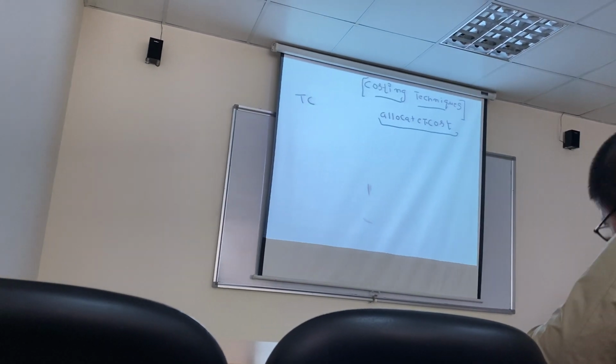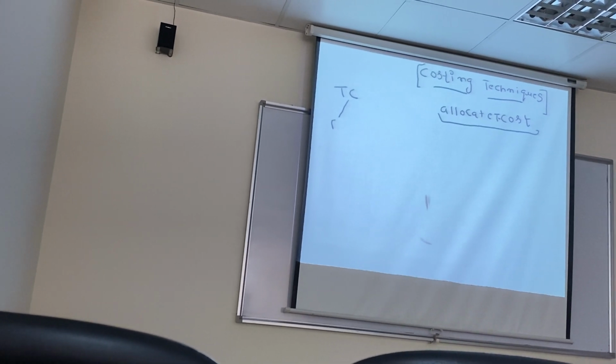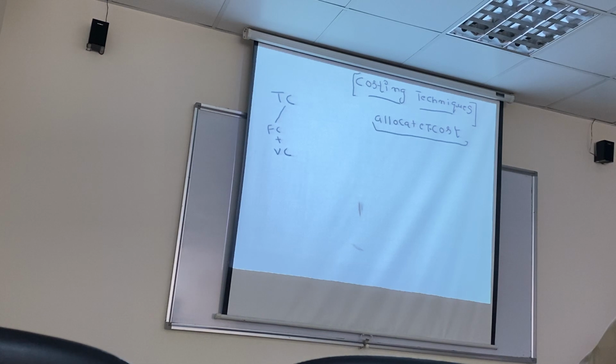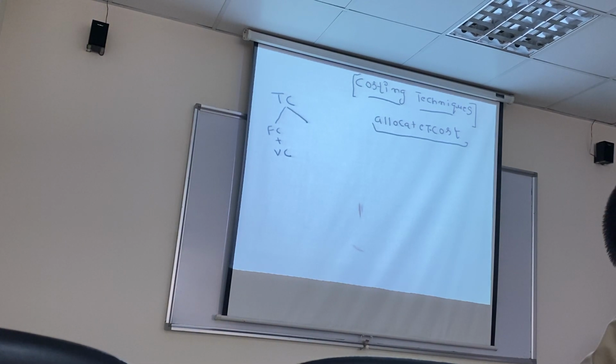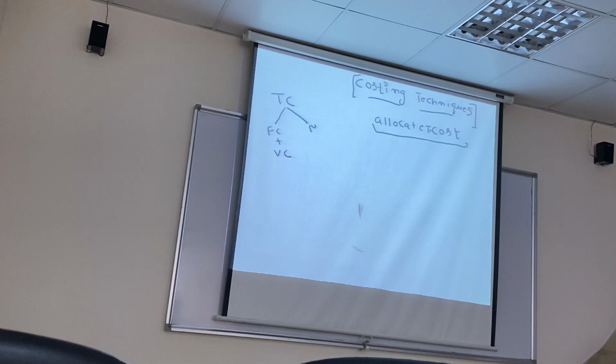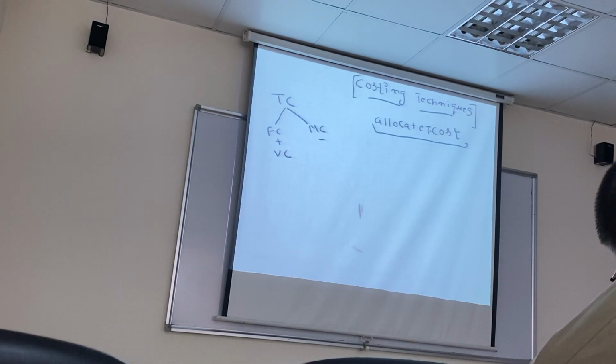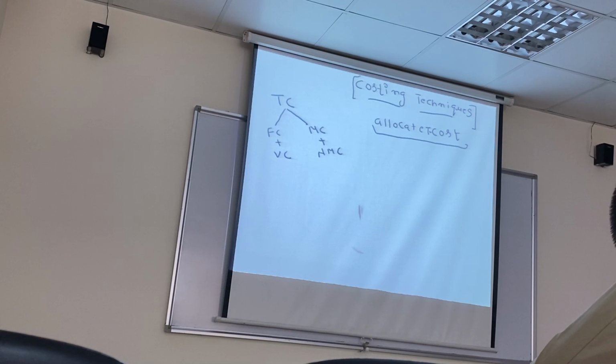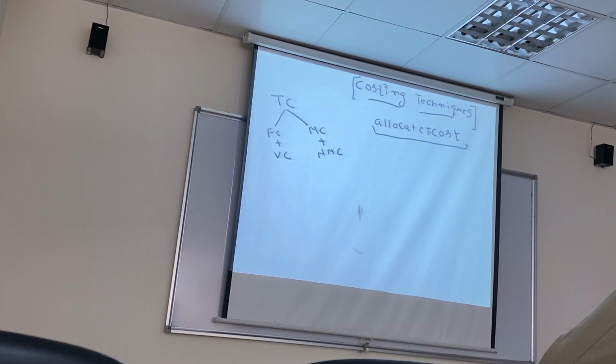Total cost is a combination of fixed cost and variable cost. But total cost is also a combination of manufacturing cost and non-manufacturing cost. Right? So we have two ways to allocate total cost.